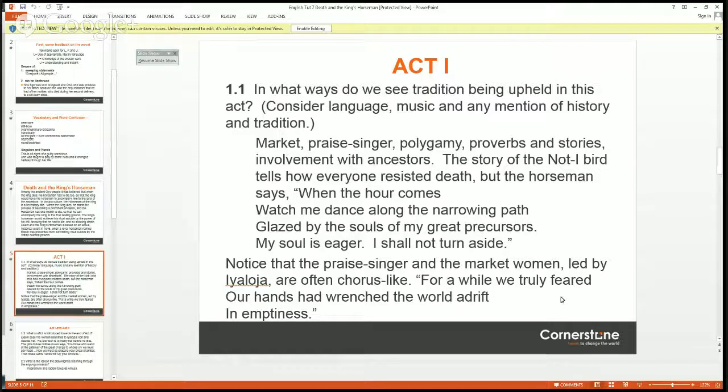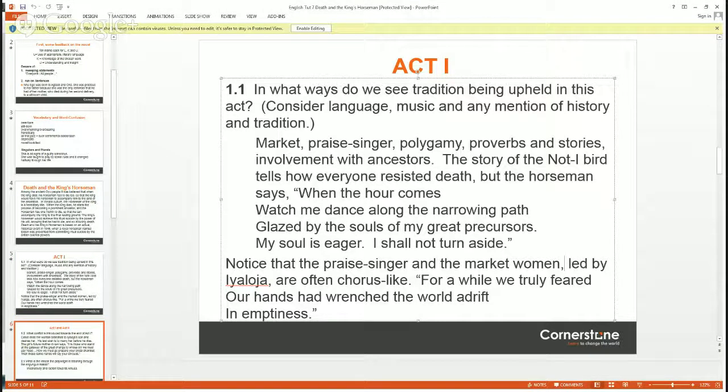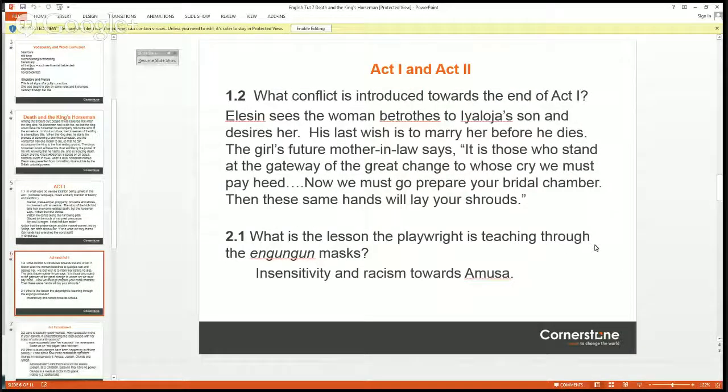So let's go on now. We haven't finished with Act 1. Next slide. The second question from Act 1 is, what conflict is introduced towards the end of Act 1?